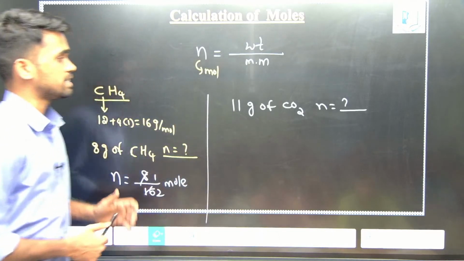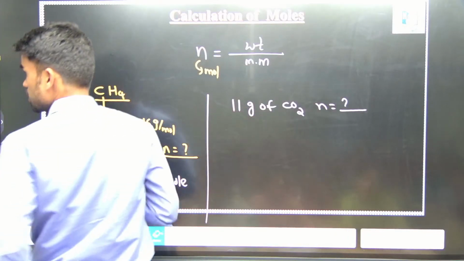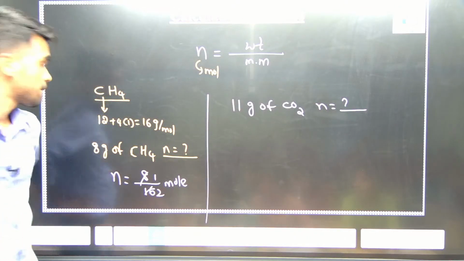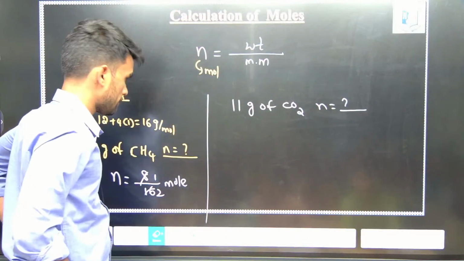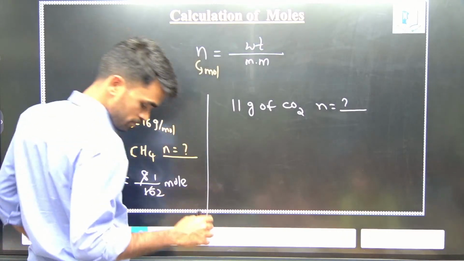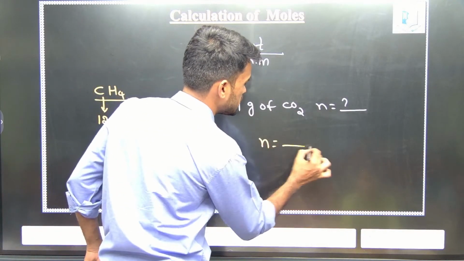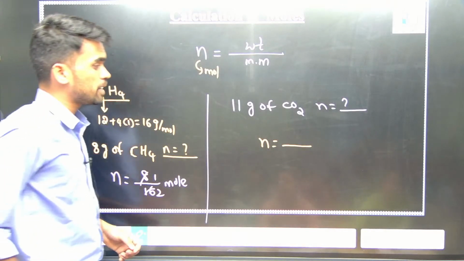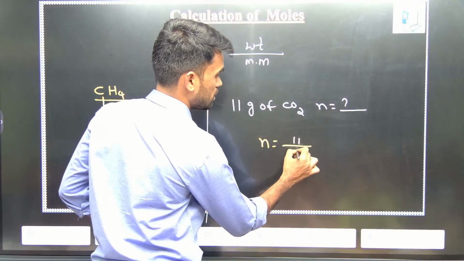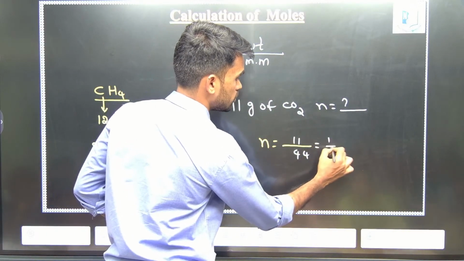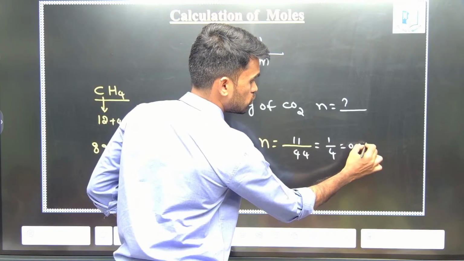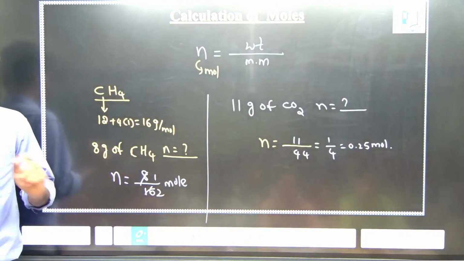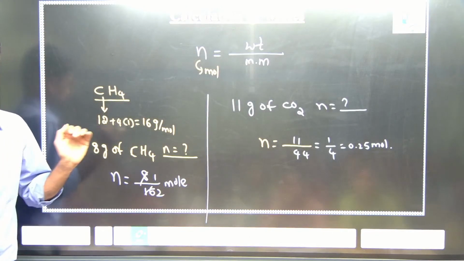Yeah, next, tell me what will be your answer? 1 by 4. Okay, so number of moles, how can you do this? Weight by molar mass. So it will be 11 by 44. So how much is it? 1 by 4. So it is 0.25 mole, also we can write. Is this clear up to here, everyone? Clear now?